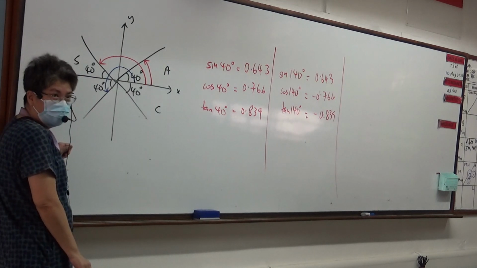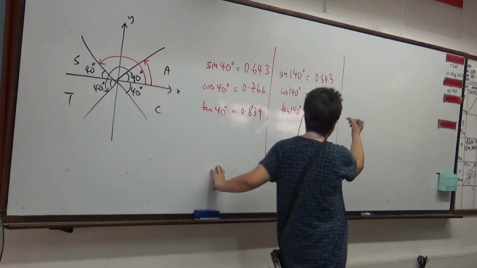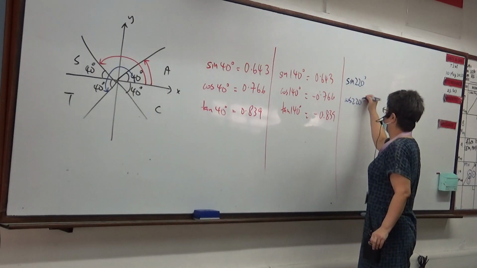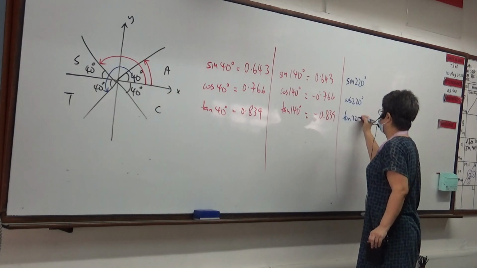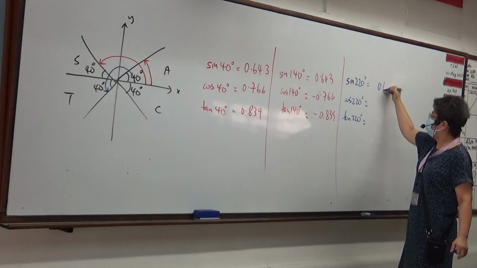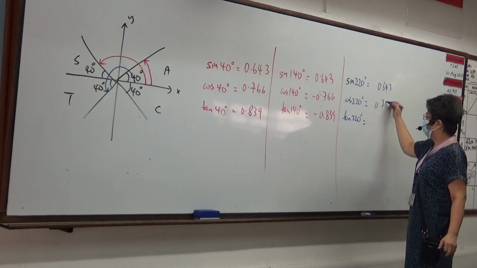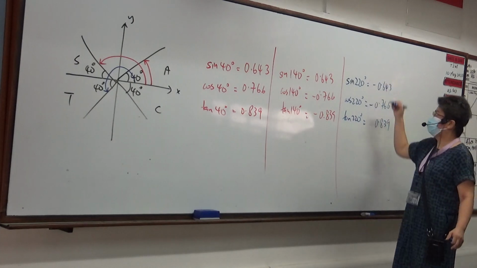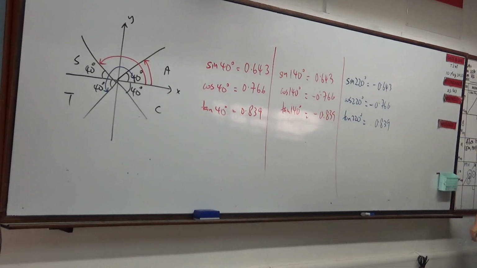220, right? 220, right? Okay. Only tangent is positive, so these two are negative, right? Alright. I told you the value will be the same, just the sign is different, right?